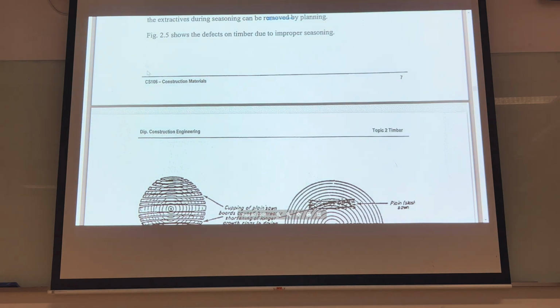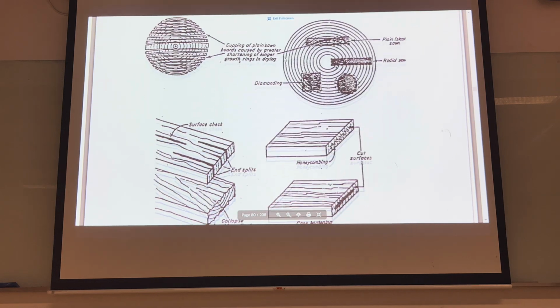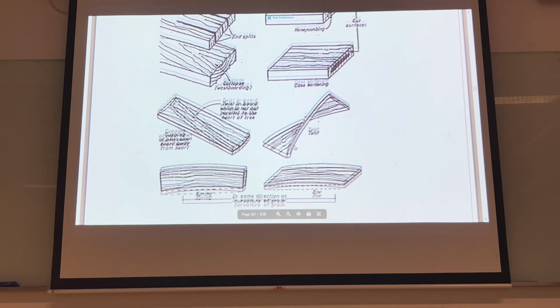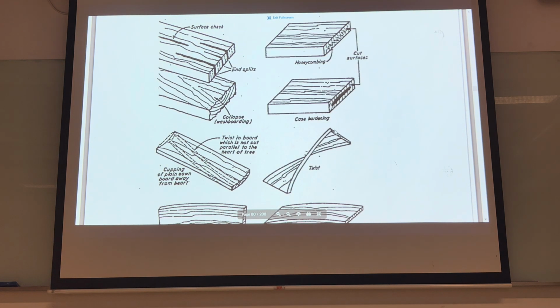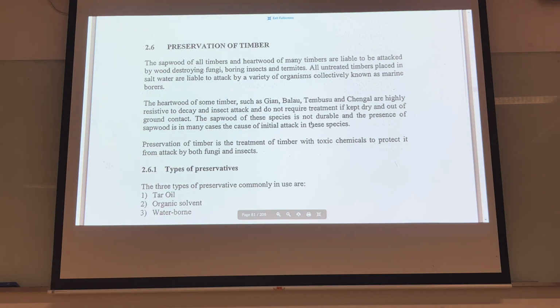And then you want to see the picture. Picture 2.5 shows the defects on the timber due to improper seasoning, right? So you can see the picture here, 2.5. Easier for you to see it, so that by seeing the picture it's easier for you to recall the memory, right? Okay, next one is preservation, right?